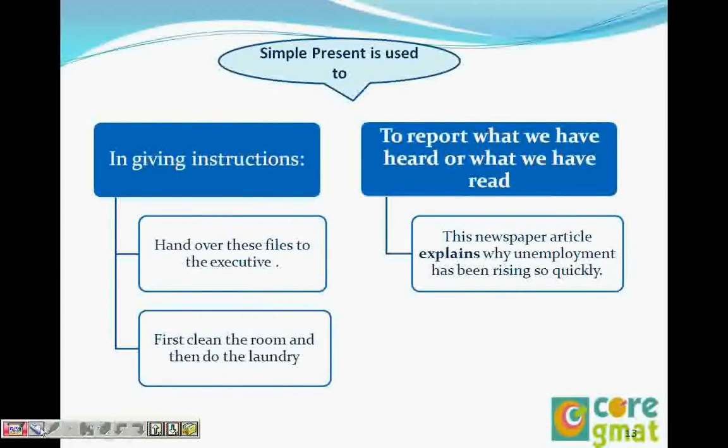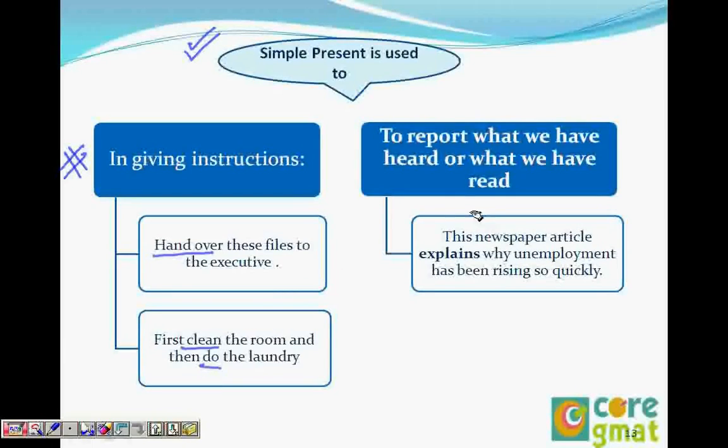Then we also use it in giving instructions. For example, hand over these files to the executive. Hand over is simple present. First clean the room and then do the laundry. Clean and do. So whenever you give an instruction, you use simple present tense.